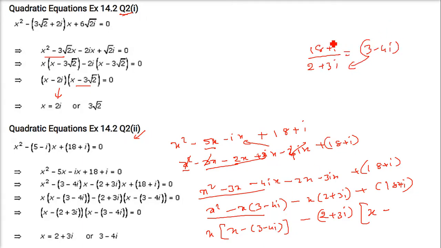If you multiply these two terms, you will get 18 plus I. That is why I did all these computations. So this will be simply 3 minus 4i. If you multiply these two, 18 plus I will come. Now you can take it like this, x minus 3 minus 4i common. So what do you get? X minus 2 plus 3i here. Now put this as 0, you get 2 plus 3i. Put this as 0, you get 3 minus 4i.